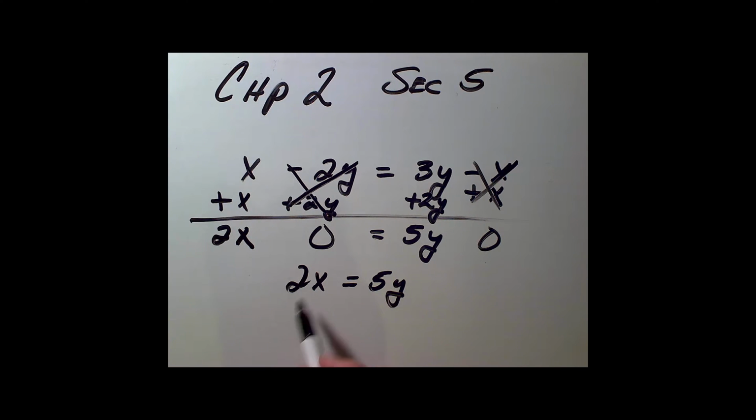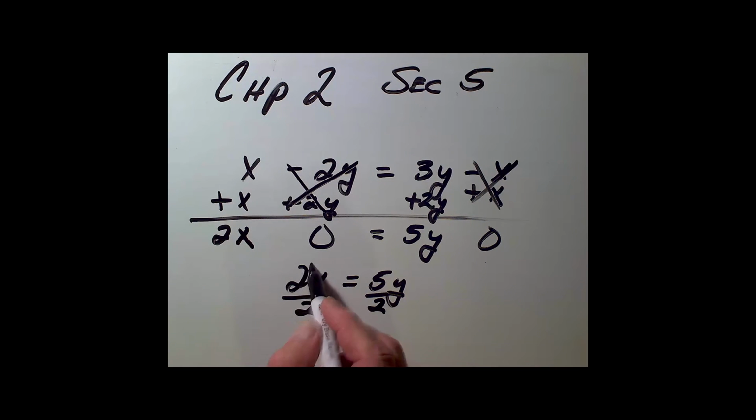No, because I have 2x here. I don't have just x. Well, if you notice, 2x is really 2 times x, right? So if we're multiplying by 2, then let's divide both sides by 2. All right, do the opposite.